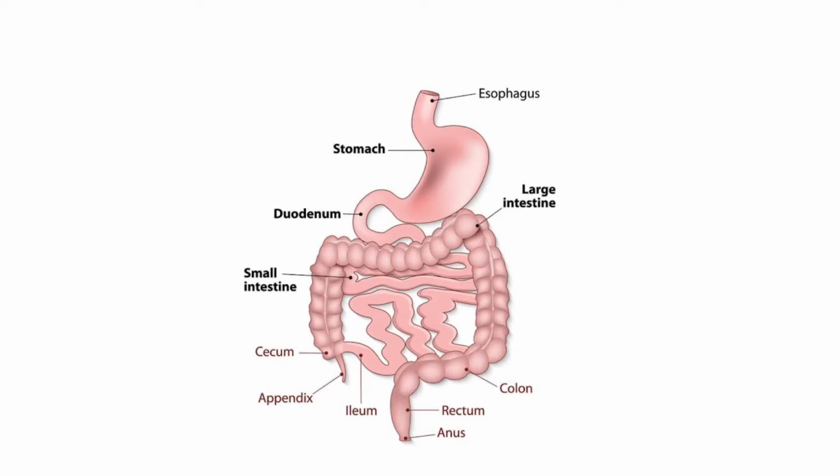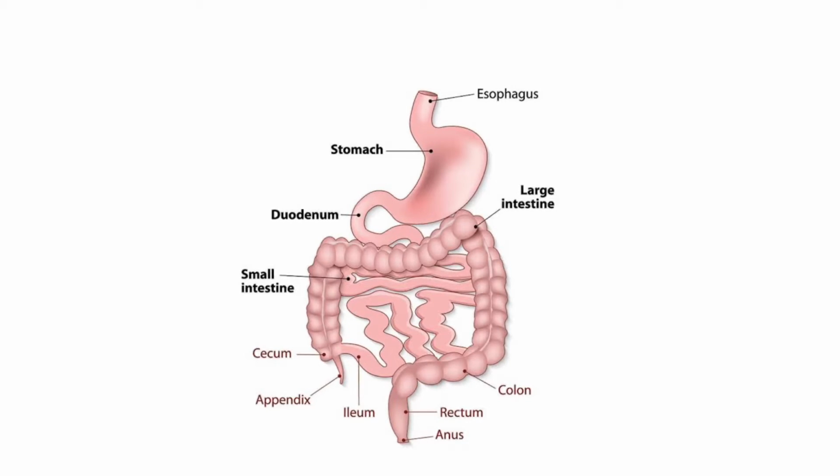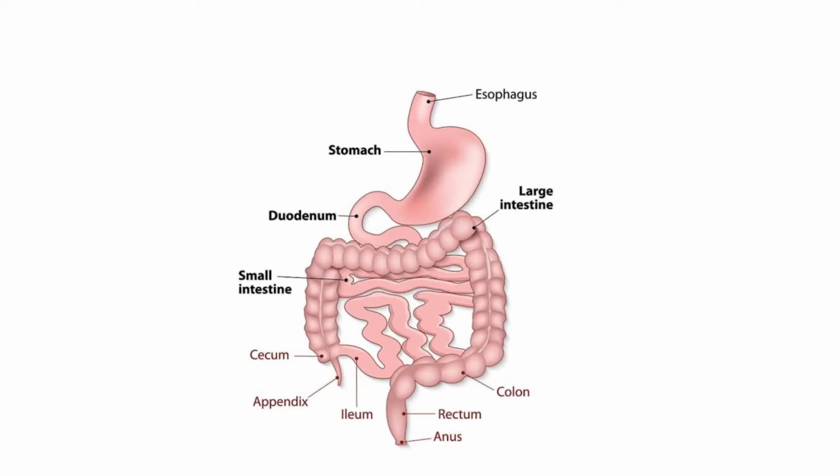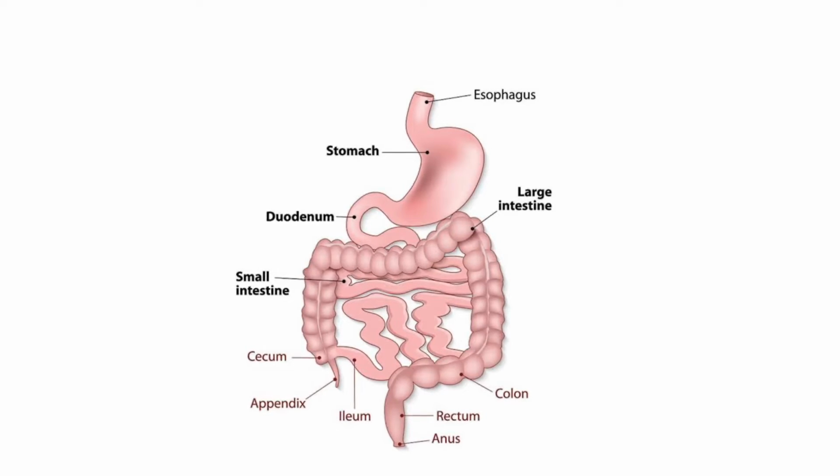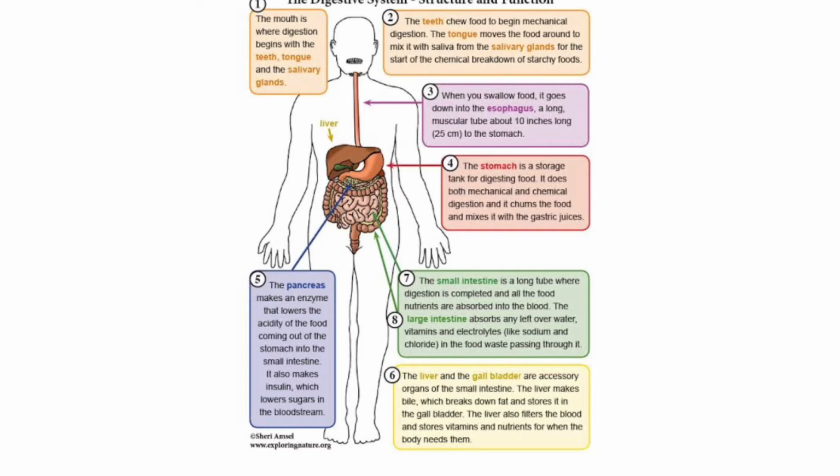After that, we have the functions of the GIT. The first function is fluid and electrolyte balance. On average, an adult consumes 1 kilogram of food and 1.5 liters of water per day. 7 liters of fluid is secreted into the GIT in the form of secretions from various exocrine glands. So the intestine is presented with 8.5 liters of fluid per day.